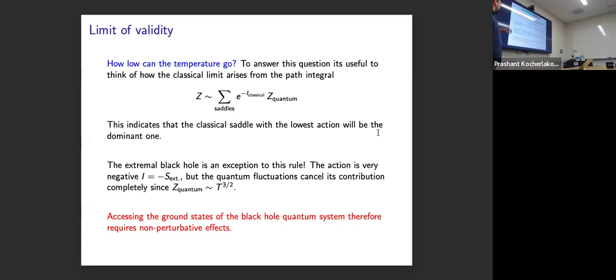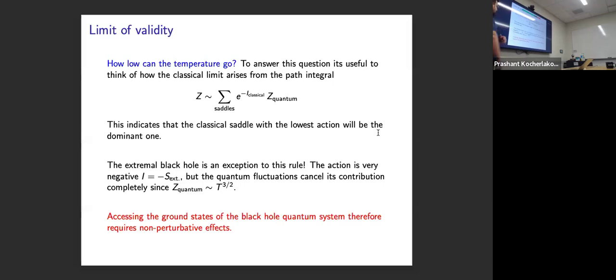So usually if we want to do a path integral in the classical limit, we identify the saddle points, we sum over them, each saddle point will come with a classical action and a quantum correction, and then we pick whatever saddle has the largest or the lowest action to be the dominant one.